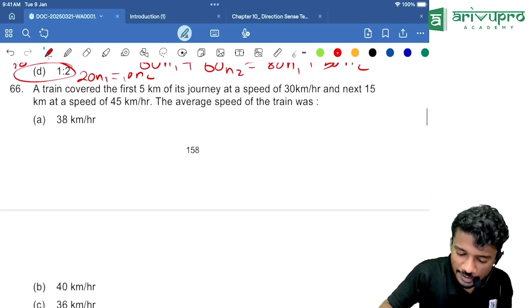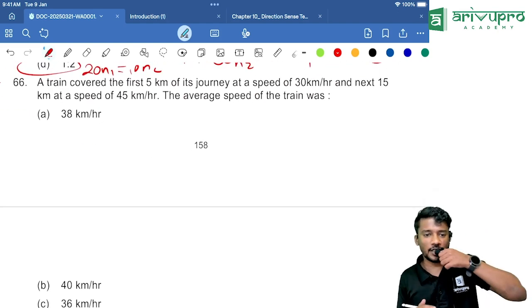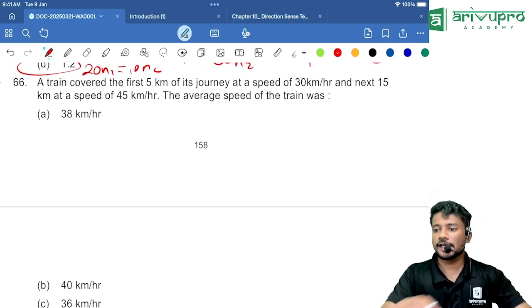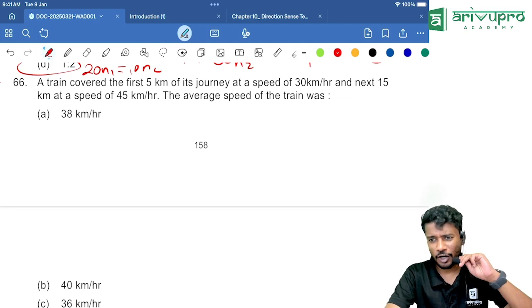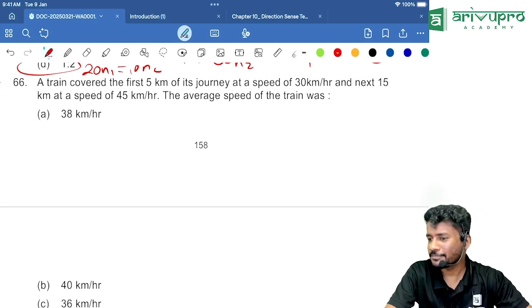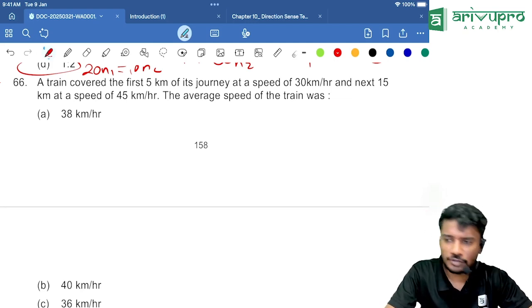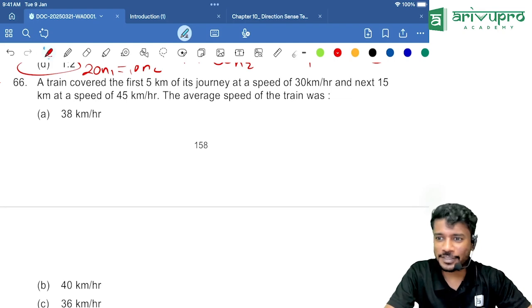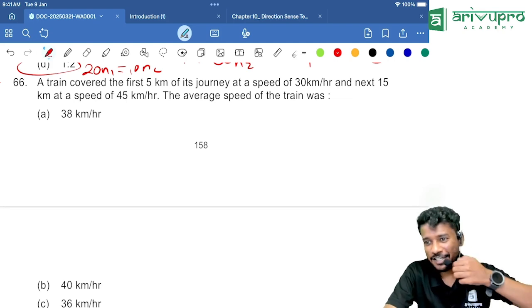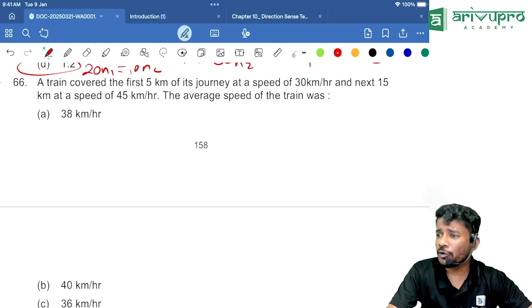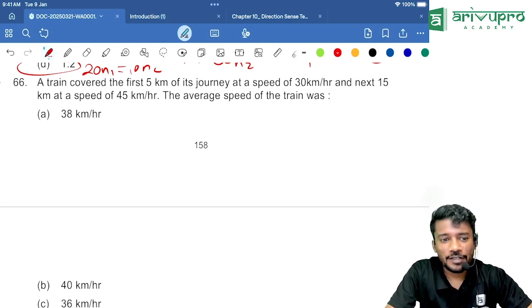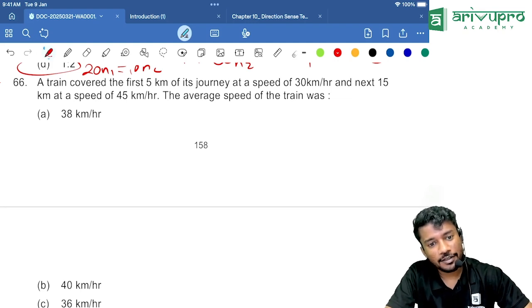Next one. How will you find it? 36, no, the answer is wrong. 42, the answer is wrong. 40. Only two options are left. Is 40 the answer? How? What is the formula for time? You have studied it in physics, in 10th standard, 8th standard.